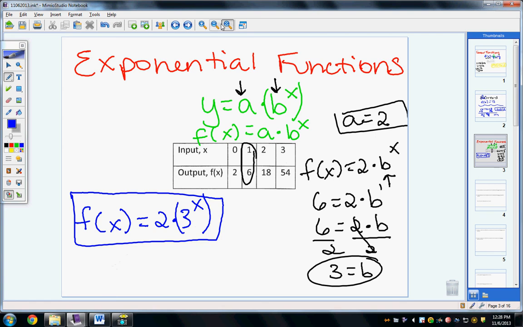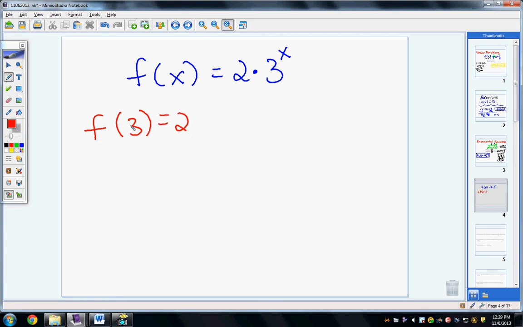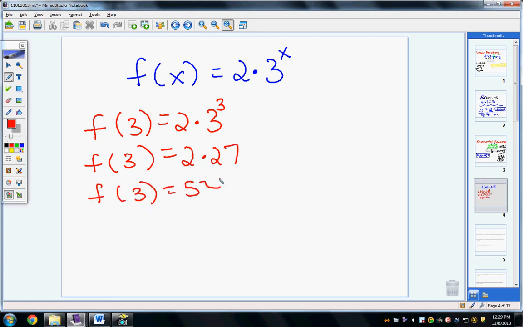So just to give you another example with it, so we said f of x is equal to 2 times 3 to the power of x. And I said, what is f of 3? That's going to be equal to 2, because I'm replacing x with 3. So it's going to be 2 times 3 to the power of 3. 3 to the power of 3 is 3 times 3, which is 9, times 3, which is 27. So this will be 2 times 27. So f of 3 is equal to 54.